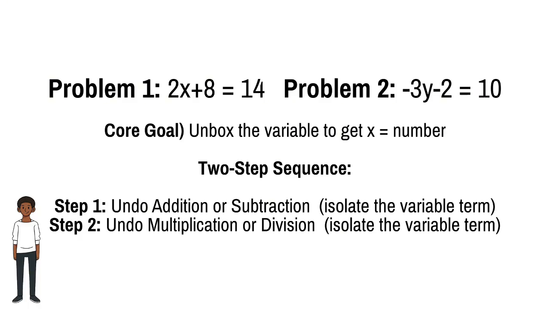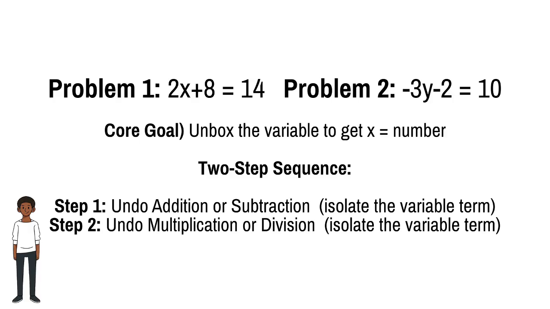Welcome back. In this video, we are continuing our algebra series by tackling two-step equations. If you watched our first video on one-step equations, you already know the golden rule. Whatever you do to one side of the equal sign, you must do to the other to keep it perfectly balanced. Now, why do we call these two-step equations? Because isolating the variable requires two distinct moves.